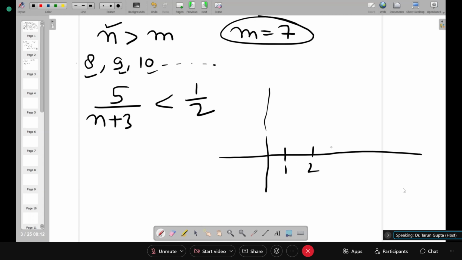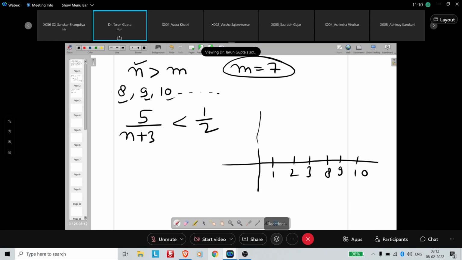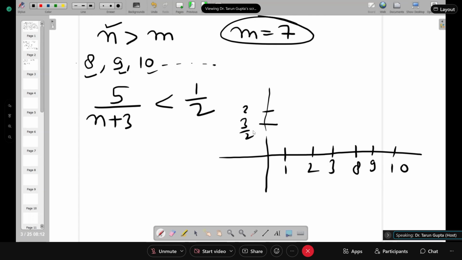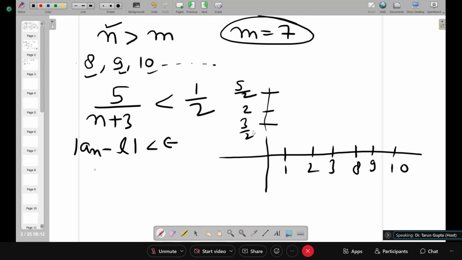this is 1, 2, 3. Suppose here 8 will come. Okay. 8, 9, 10. Okay. And here we write 3 by 2, and this is 2, and this is 5 by 2. Where do these come from? For you know, |an minus l| less than epsilon. So from this what can we write? Minus epsilon less than an minus l less than epsilon. This quantity you can write.